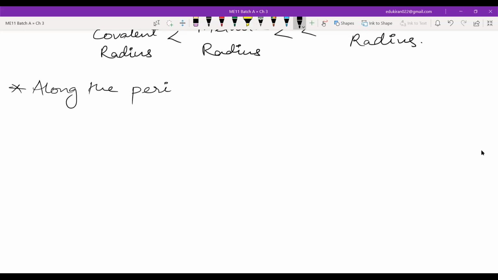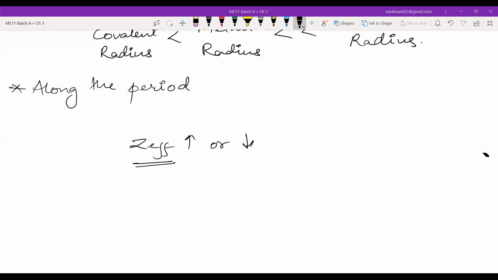Along the period, I think you must have done this in 10th standard, no? For atomic radius, yes? Does the size increase or decrease along the period? We did. Do you remember what is happening along the period? Along the period, is Z effective increasing or decreasing?